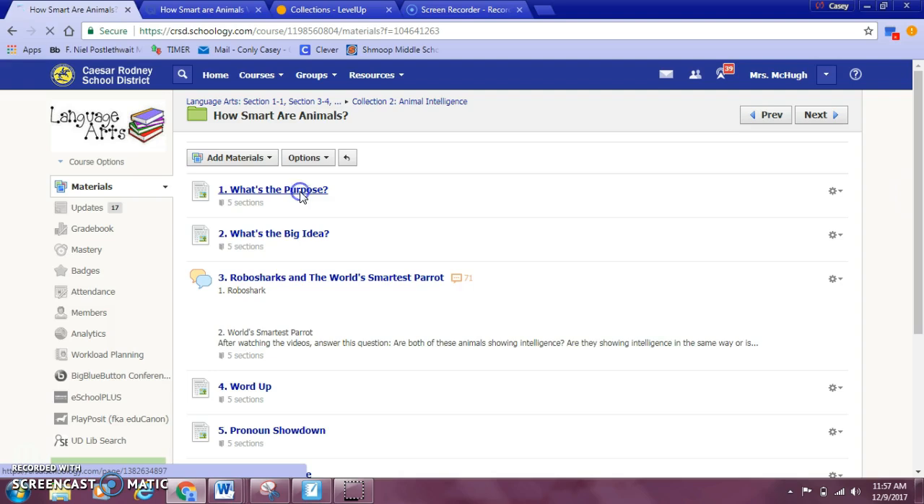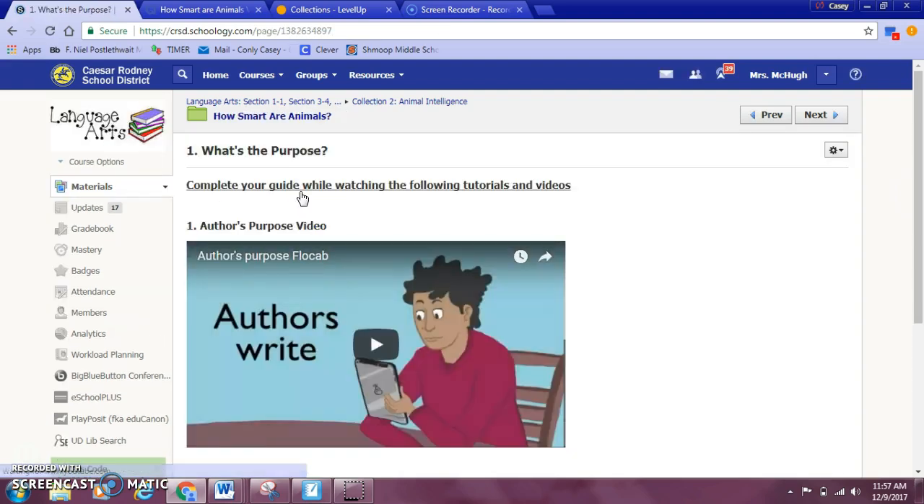The first one's called What's the Purpose? This one is dealing with author's purpose. Students were given a note-taking guide that they used for stations, and this served as some formative data for us to see what they were getting out of these stations. We chose to use a paper guide so that students could easily access these notes both in classroom and at home so that they could review them.